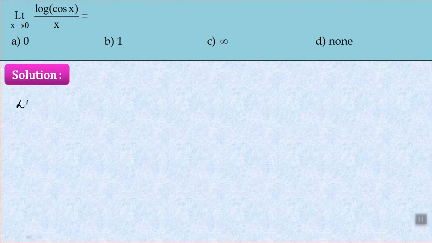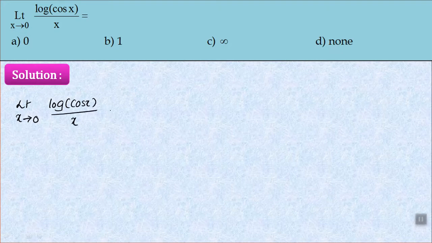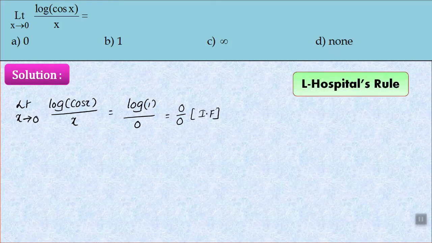The given question is limit x tends to 0 of log of cos x divided by x. Here we substitute the limit. Log of cos 0 is log 1, which is 0, divided by 0, which is of the indeterminate form. By using L'Hospital's rule for solving this, limit x tends to 0.